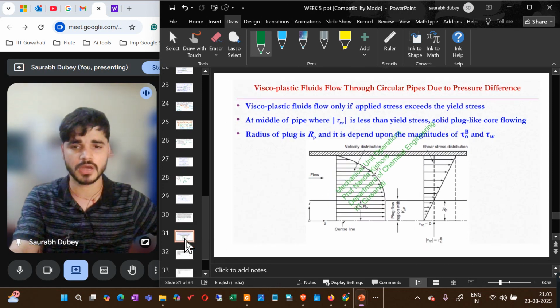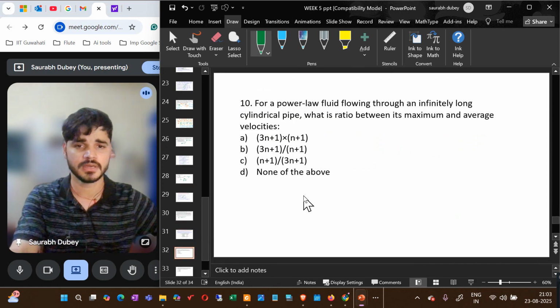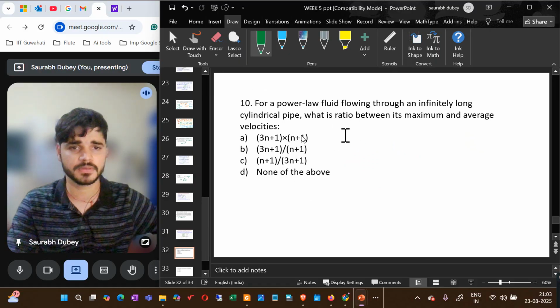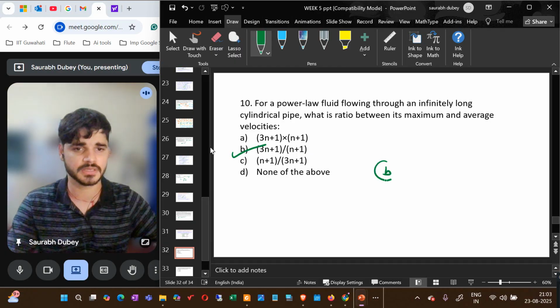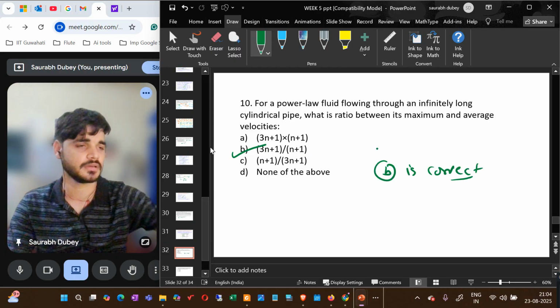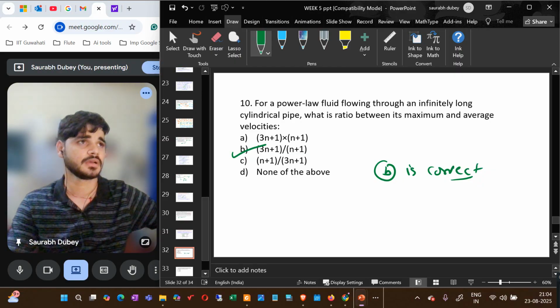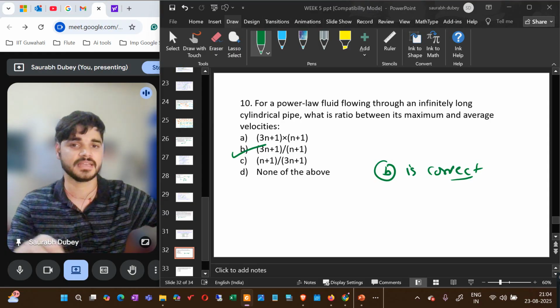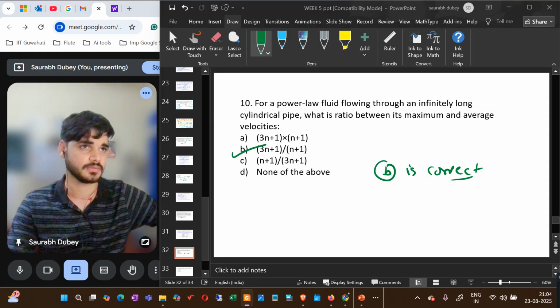Okay, so now coming to the next question, which is the 10th question. For a power law fluid flowing through an infinite pipe, the ratio of the maximum velocity to the average velocity is what? As you know, we have solved it many times. So option B is correct. And we also had this expression. We discussed it already in, I think, the first or second question. I have already told you. So this is the option.